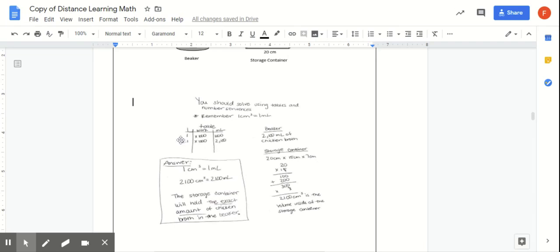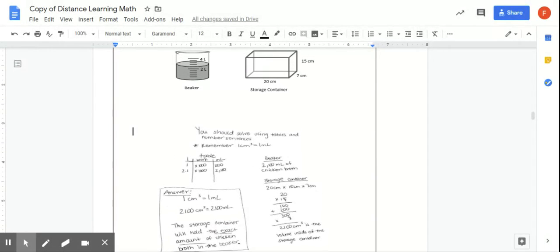I began with the table. I labeled it with liters, work, and milliliters. Now we know that 1 liter equals 1,000 milliliters. I have my work here to represent that. So now I'm going to plug in my numbers. I have 2.1 liters, and I'm going to multiply by 1,000, and that's going to give me 2,100 milliliters. So now I know that I have 2,100 milliliters of chicken broth inside of the beaker.